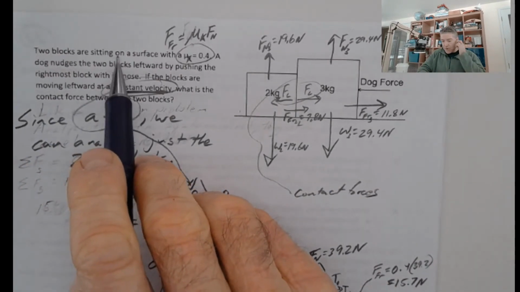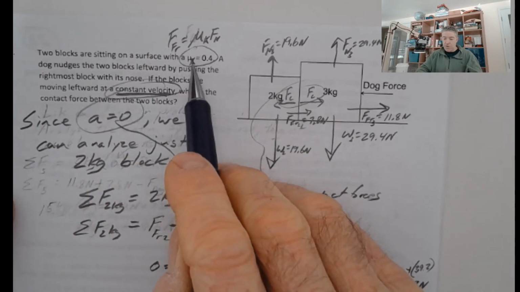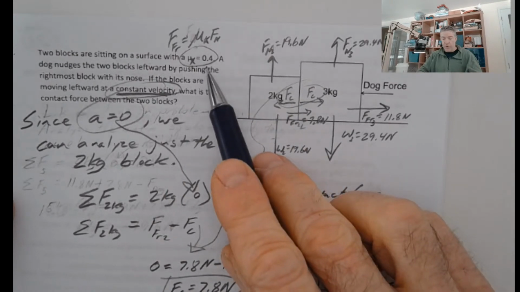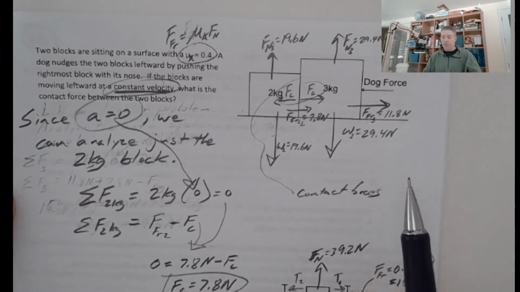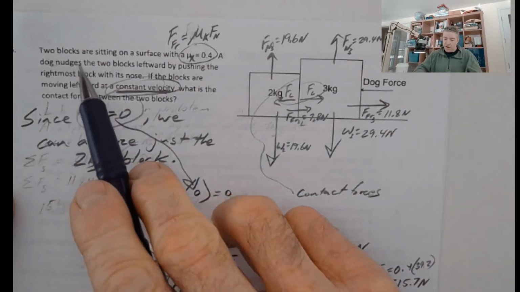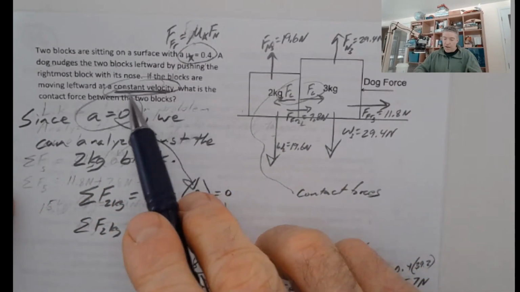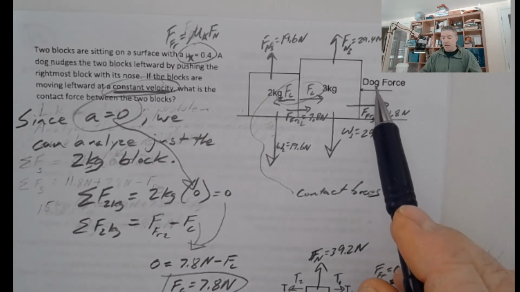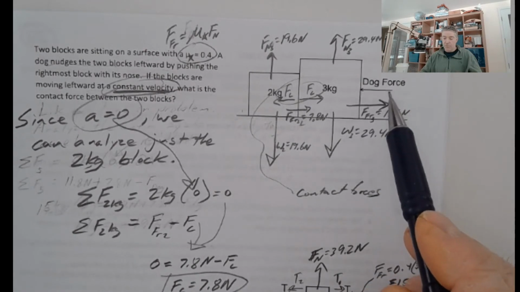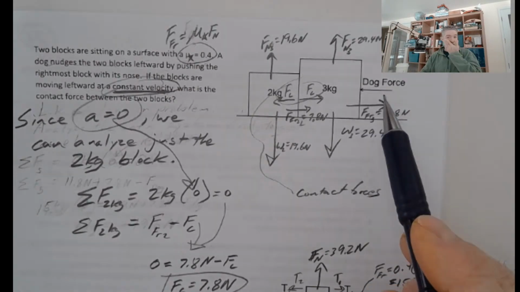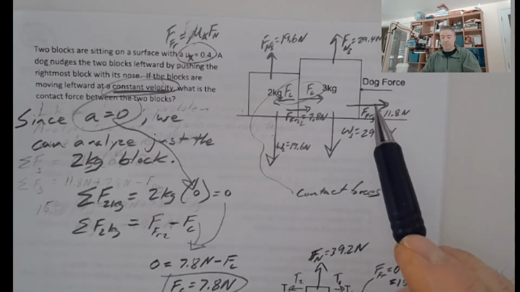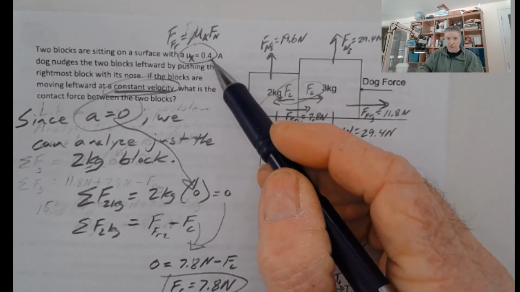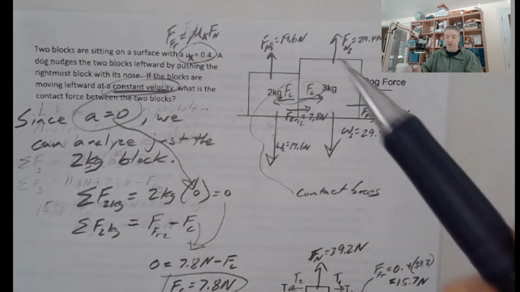So the problem starts out saying two blocks are sitting on a surface with a mu static of 0.4. This should be mu kinetic of 0.4. You need to know the kinetic coefficient of friction, because what happens is a dog nudges the two blocks leftward and moves them at a constant velocity. So in the beginning, the dog's got to accelerate them, but it continues its nudge and they move at a constant velocity. Oh yeah, if they're moving, then we need to know the coefficient of kinetic friction.